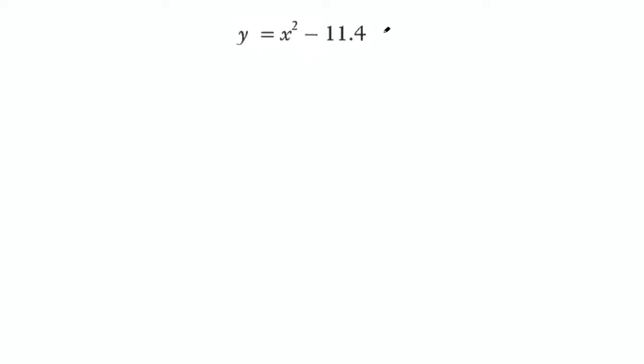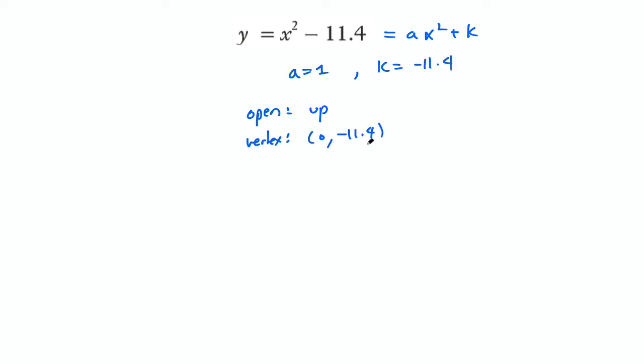In the form of ax squared plus k, we have that a is going to be 1, and k is going to be minus 11.4. Knowing this, a is a positive number, and because it's positive, it opens upwards. The vertex can be represented by (0, k), or in this case, (0, negative 11.4).